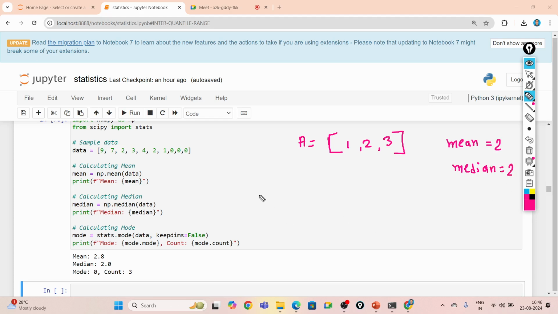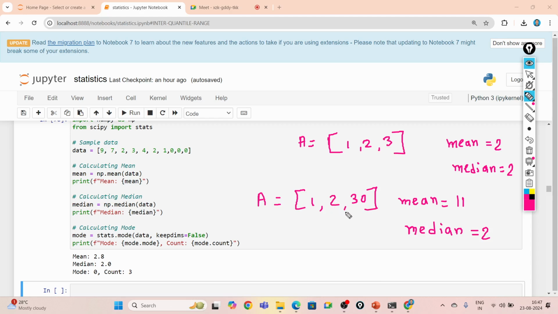Now I will change this. My A, instead of writing this, I will write 1, 2 and 30. Can you tell me what is the mean of this? Mean is addition of all divided by total number of elements. So that value is what? 33 divided by 3. Mean is 11. But now what happened for median? The median will only give the value 2. Because if you arrange these 3 elements in ascending order, we will still have the element 2 at the same position.